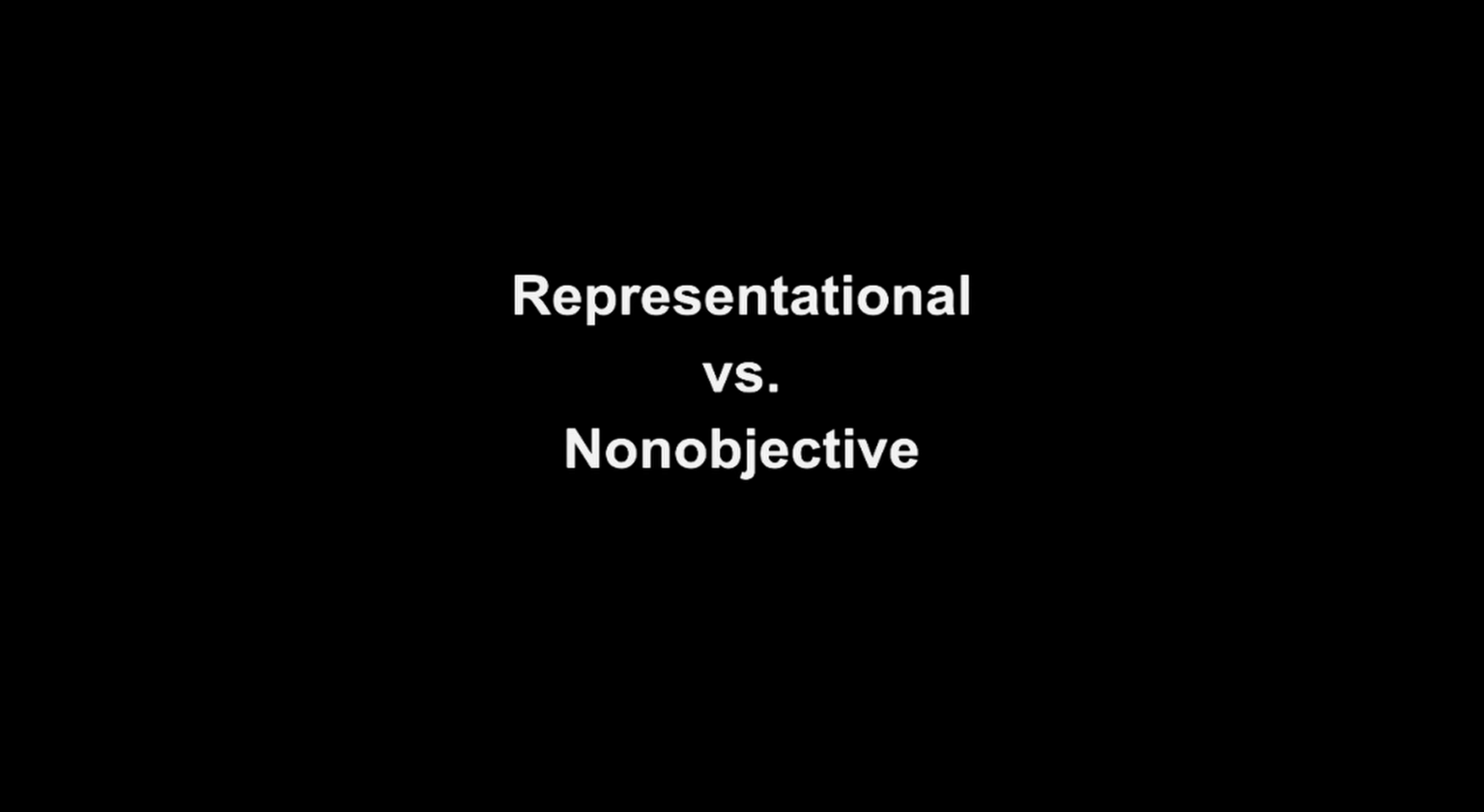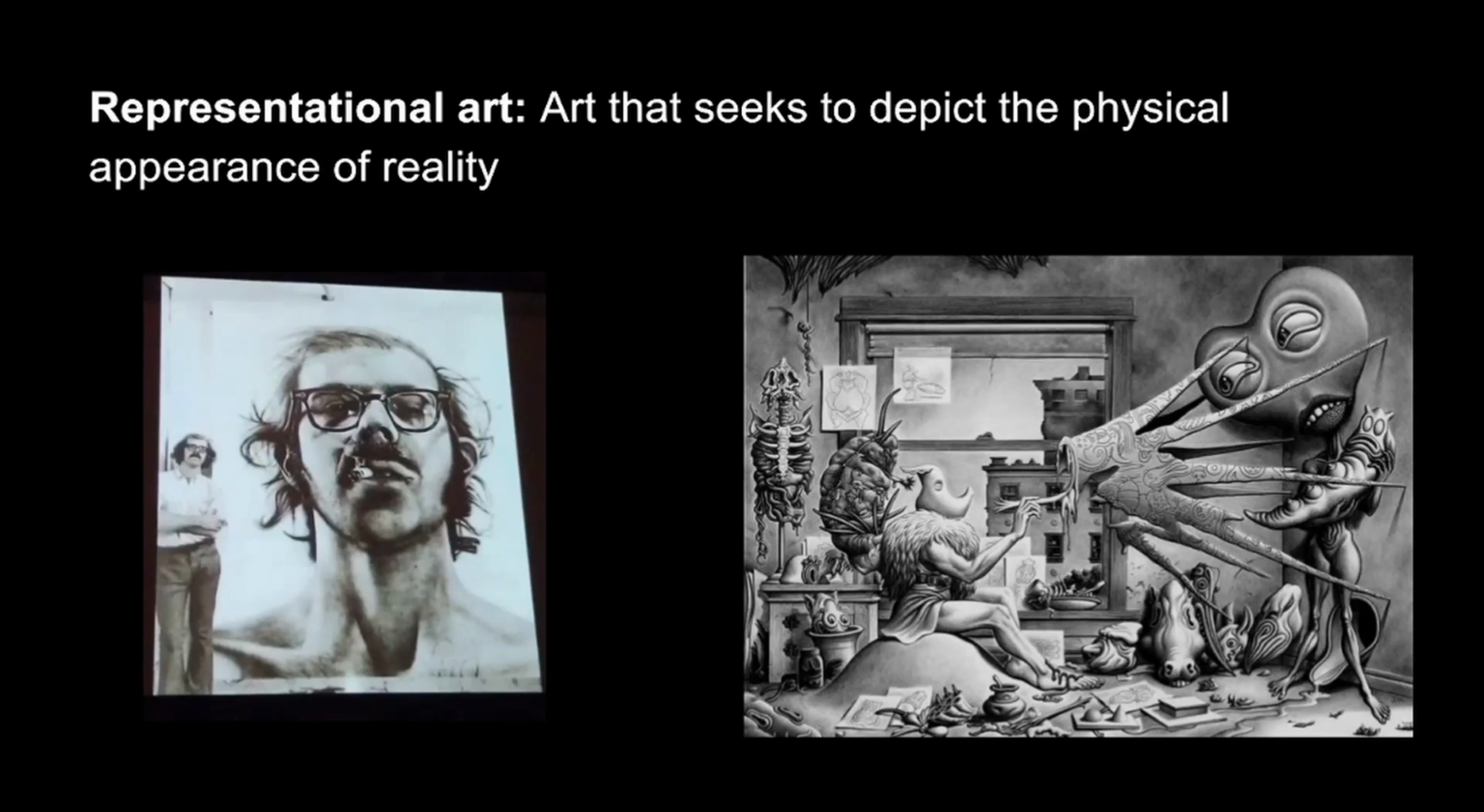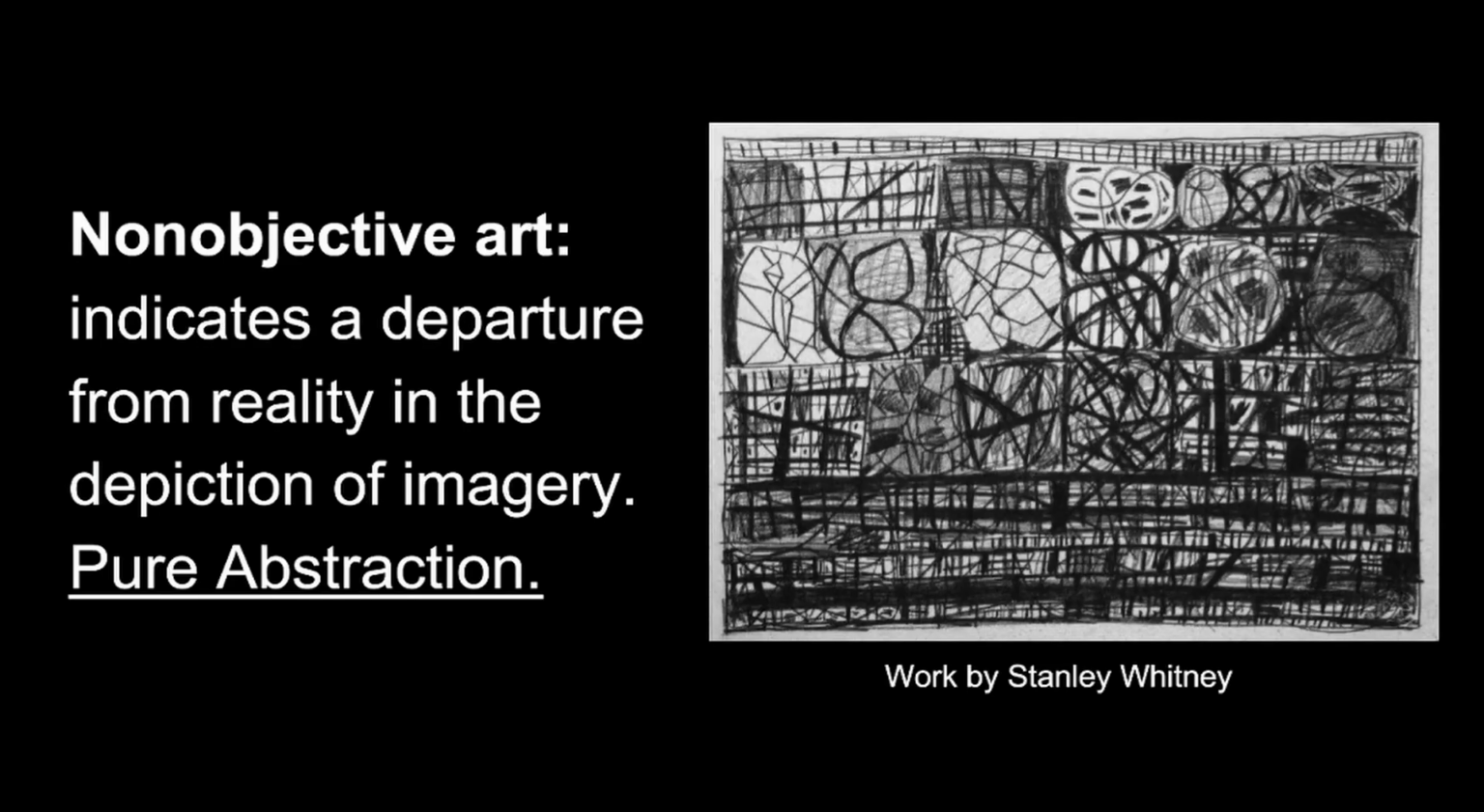Anyways, some terms that we need to talk about. There's representational and non-representational or non-objective. I might interchange those two. Representational art is art that seeks to depict the physical appearance of reality. Now that reality might be a pretty weird and dreamlike reality, but it's still a reality. So it's things that I can identify. I can say, that's a weird worm dude, or that's Chuck Close smoking a cigarette. Non-objective is kind of a big departure from that reality. It doesn't depict any reality.